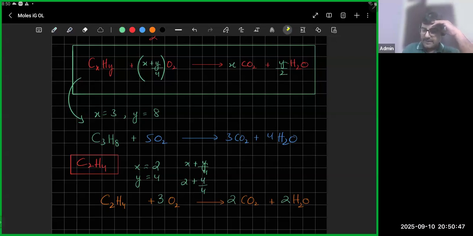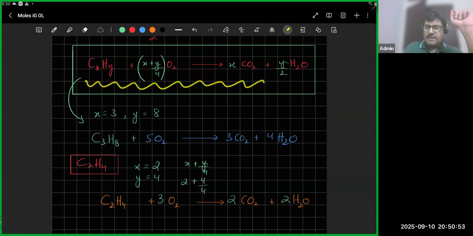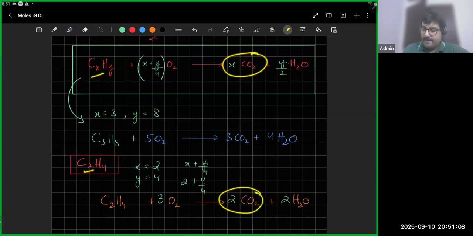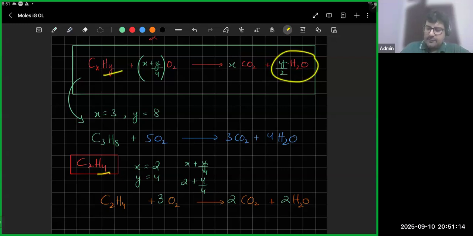I'm just going to repeat everything. I'm giving you the importance of this equation, which is that this is a general equation that could be used to balance any combustion of hydrocarbons. So x was 2, which means carbon dioxide would be 2. Next, y was in our case 4, so over here it would be y by 2, which is 4 divided by 2, that's going to be 2.